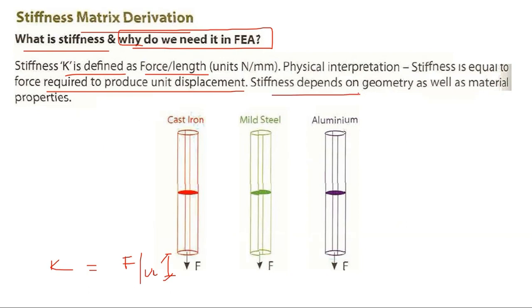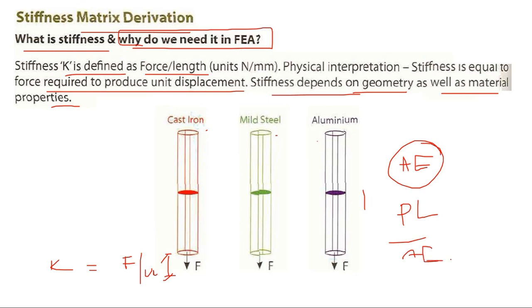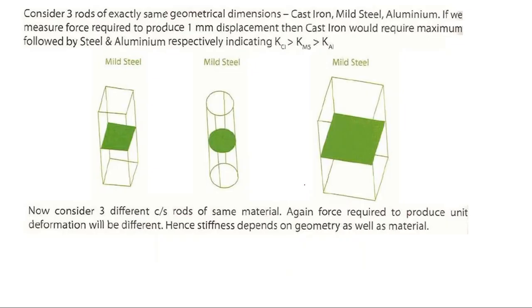Stiffness depends on the geometry as well as material properties. If you take cast iron, mild steel, aluminium and apply the same force, all three will not give the same displacement. Aluminium may give more displacement, mild steel less, because aluminium may be less stiff. That's why stiffness depends on the material property as well as cross-sectional property. Axial stiffness we write as AE by L, depending on geometry as well as material property.